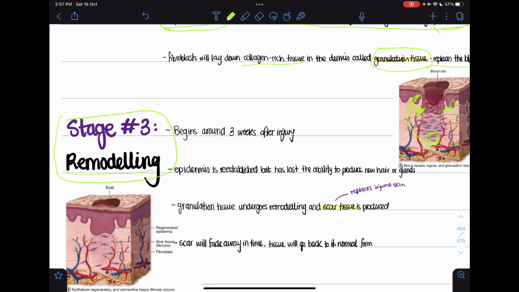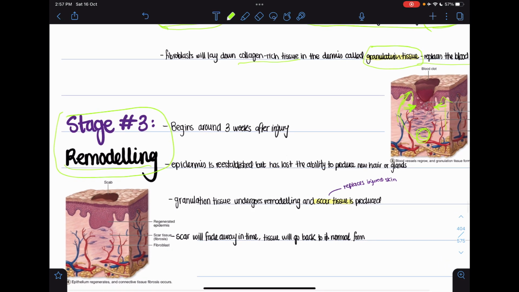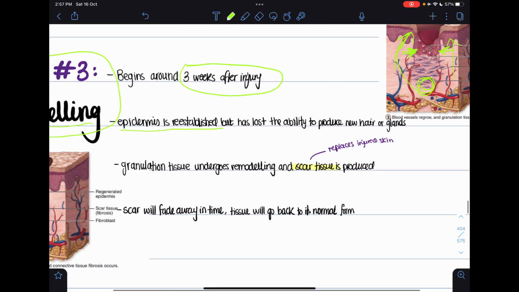This stage begins around 3 weeks after injury, and in this stage the epidermis is re-established but has lost the ability to produce new hair or glands. So the epidermis is regenerated, it's repaired, but it has lost the ability to produce new hair or glands. Then the granulation tissue will undergo remodeling, and scar tissue, which replaces the injured skin, is produced. The scar will eventually fade away in time, and the tissue will go back to its normal form.